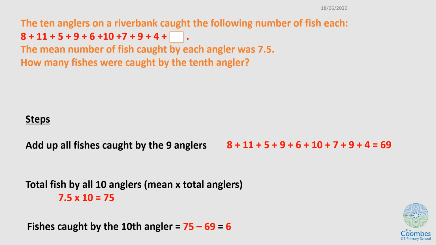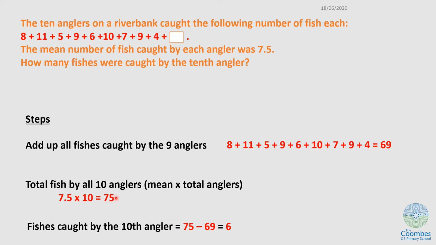Now to work out this, my first step, I know there were 9 anglers. I'm going to add up the fishes that were caught by the 9 anglers. So if I do that, I'll have a total of 69. Now in the question, I was also given a mean of 7.5. This is the mean of all 10 anglers. So if I multiply the mean by the 10 anglers, I'll find the total fishes that were caught by all 10 anglers. So 7.5 times 10 is 75.